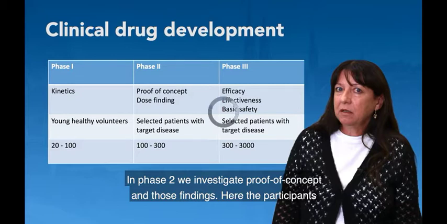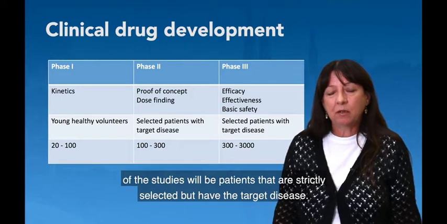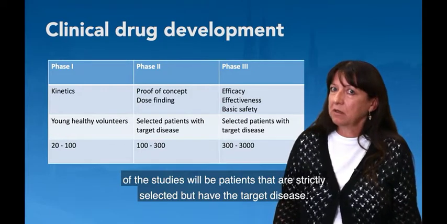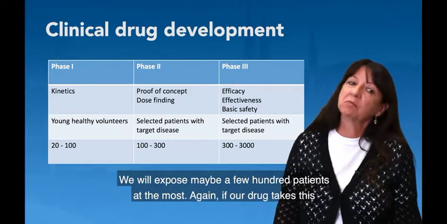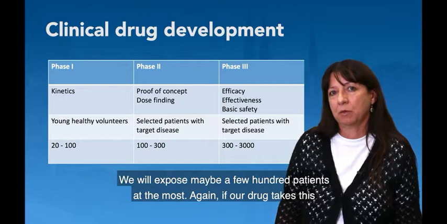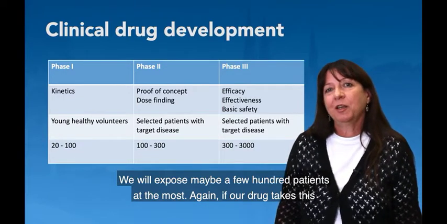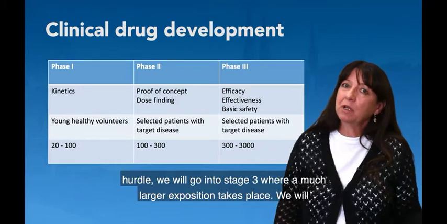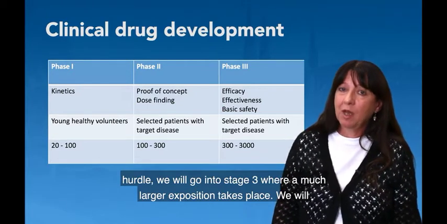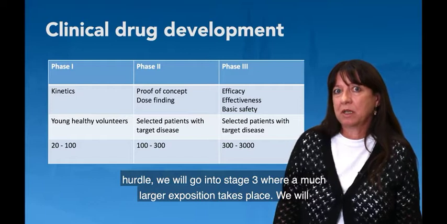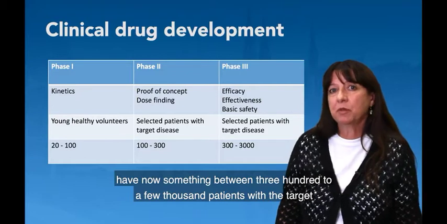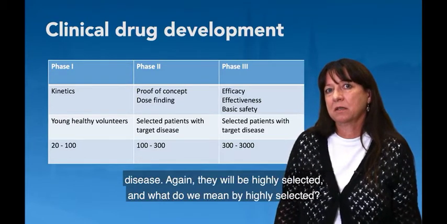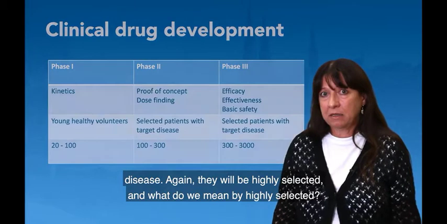Here, the participants of the studies will be patients that are strictly selected but have the target disease. We will expose maybe a few hundred patients at the most. Again, if our drug takes this hurdle, we will go into stage 3, where a much larger exposition takes place. We will have now something between 300 to a few thousand patients with a target disease. Again, they will be highly selected.